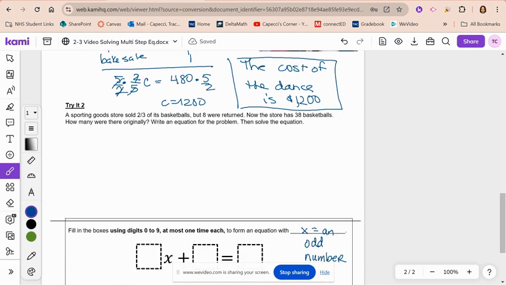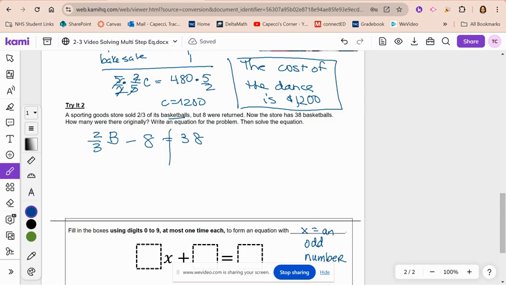A sporting goods store sold 2/3 of its basketballs, but 8 were returned. Now the store has 38 basketballs in stock. How many were there originally? It says again, write an equation and solve. So I have 2/3 of the basketballs. I'm going to make that B. 2/3 of its basketballs, but then 8 were returned. So whatever they sold, we don't know how many were sold, but we know they brought back 8. So they didn't sell 8, right? They brought them back. And then that equals, they say right now they have 38 in stock.